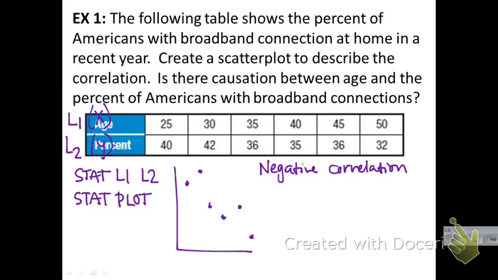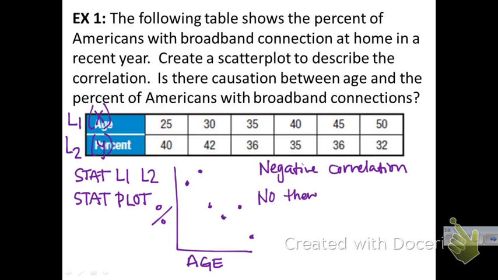Okay, so what I wanted you to look at here is, remember the age was across the bottom, and the percentage of people who use broadband connections is our vertical axis. So this negative correlation would say, hey, because you're getting older, we probably don't have a lot of people who use broadband connection. Now, is there causation? Is it because you're old that you don't have broadband connections? And we would say no.